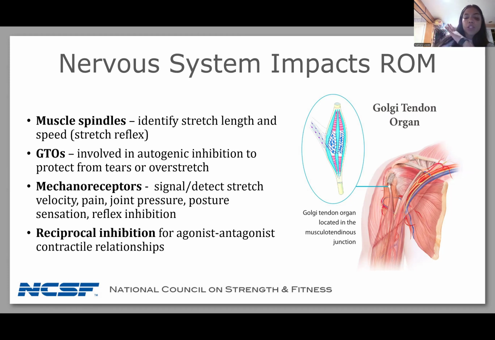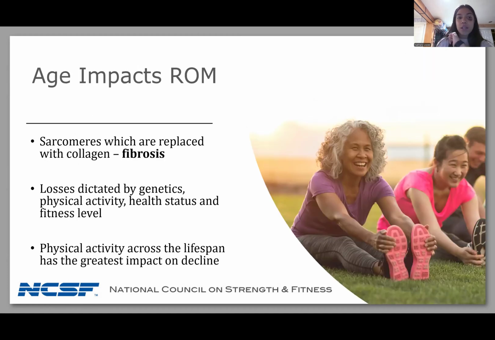This is going to be especially noted at the shoulder joint, where you have a lot of muscles around that shoulder joint to keep it stabilized. So think about your rotator cuffs, you have internal and external rotators, and they work with reciprocal inhibition to make sure that your shoulder stays stabilized.